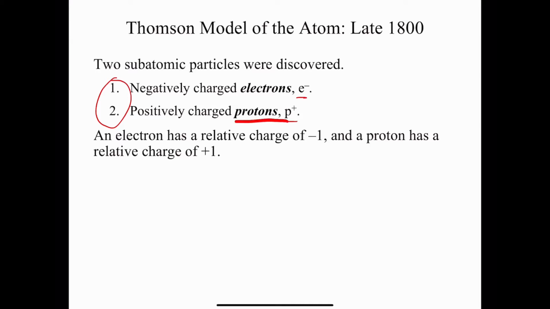So an electron has a relative charge of minus 1, and a proton a relative charge of plus 1. We say relative charge because we have a unit for charge called the coulomb, which is what we use to actually measure electrical charge. Electron and proton have the same magnitude, it's just electron is negative and proton is positive. So it's important to remember that electrons are negative, protons are positive, and they have the same magnitude charge, so the same number of coulombs associated with them.